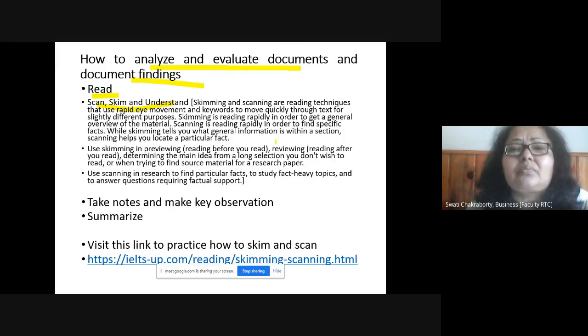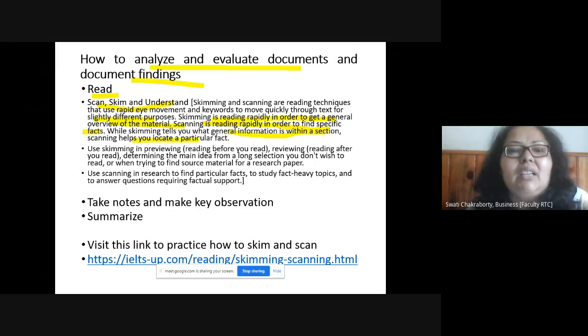But in brief, skimming and scanning are reading techniques where you use rapid eye movement. You just go through the text quickly and find the keywords for different purposes. Skimming is when you're reading rapidly to get a general overview of the material, whereas scanning is again reading quite rapidly but to find specific facts. Skimming is overall; scanning is for some specific facts. Skimming tells you the general information within a particular section, but scanning helps you locate a particular fact.